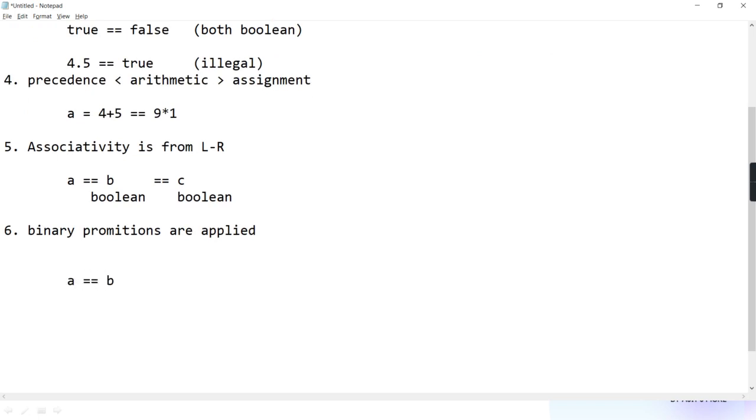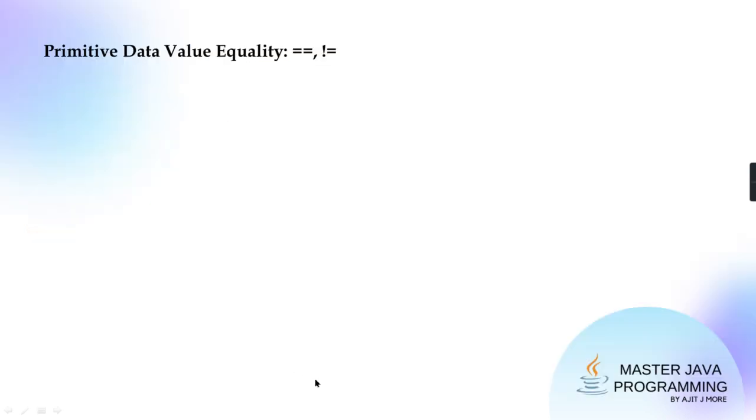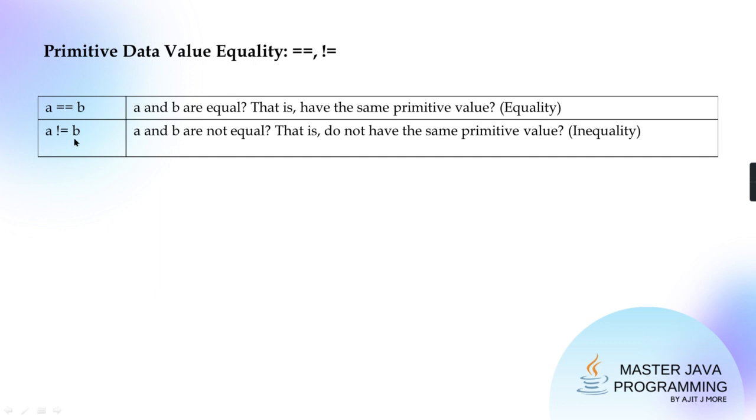If both the operands are the same, the result is true, otherwise false. And inequality will check whether both the operands are different. If both are different, then true, otherwise false. So A double equal to B means A and B are equal, that is, they have the same primitive value. Same primitive means either both Boolean or both non-Boolean.